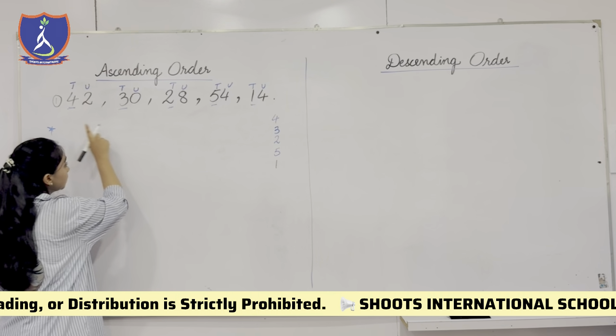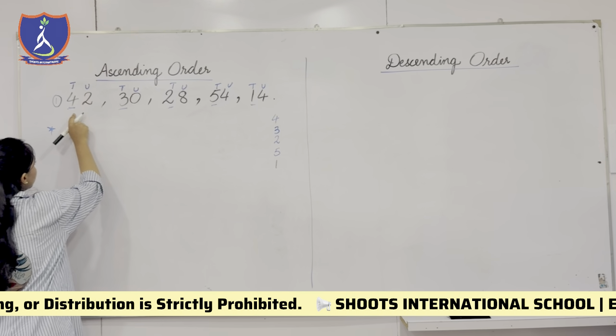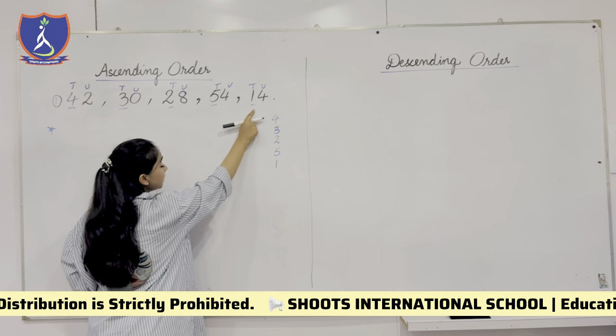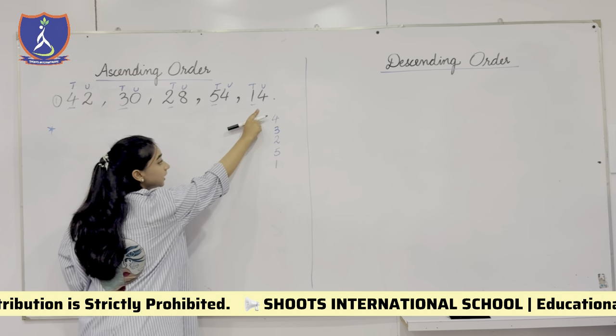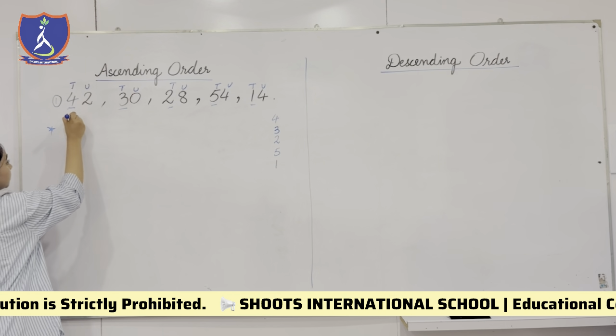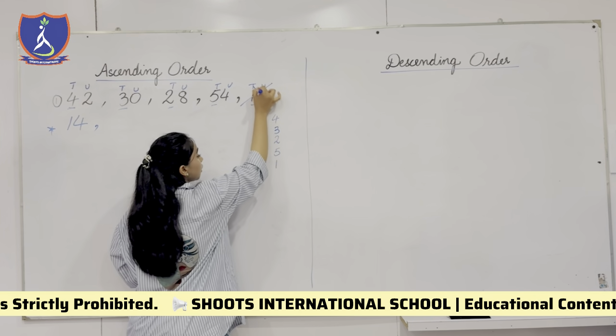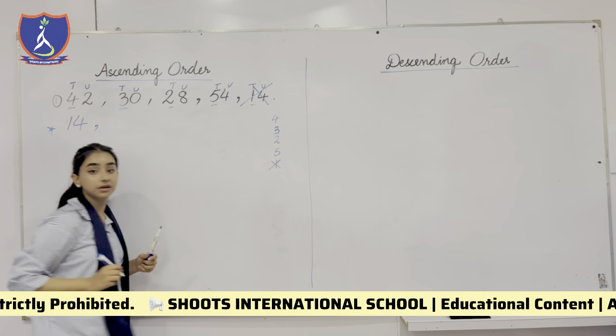The family of 1. Where is the family of 1? We have family of 4, we have family of 3, 2, 5 and 1. That means 14 is the smallest number right now. After that, 14 would be out of the game. We do not have to write it after this.